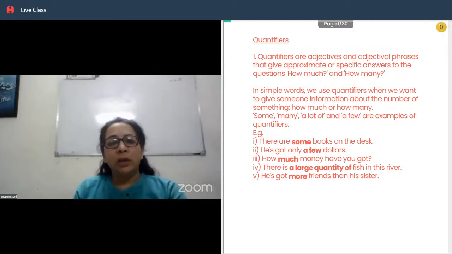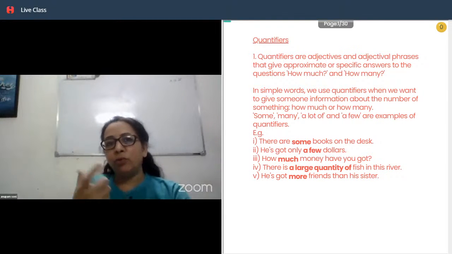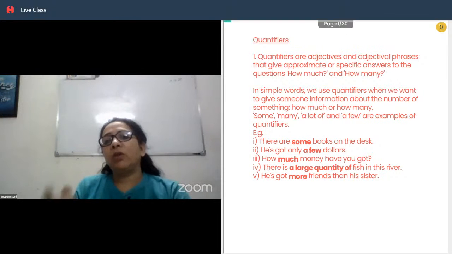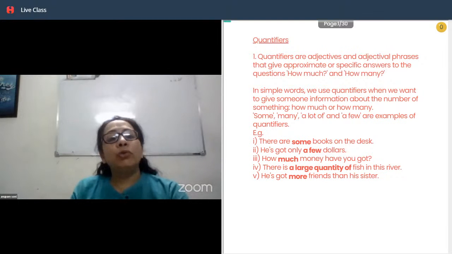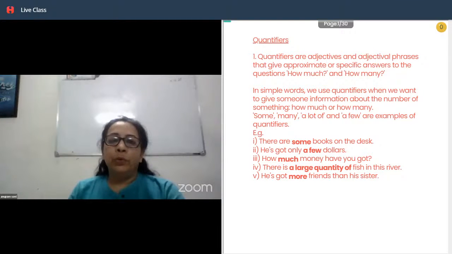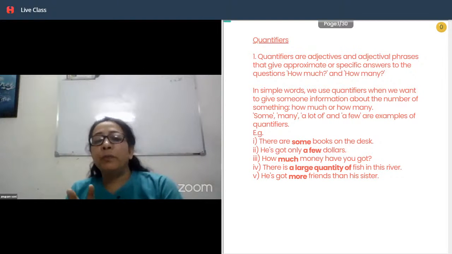Next we are going to learn what words are required when I have to ask a question for how much or how many. In a sentence, if I get to know the number, I have to ask the question how many, so I place the word accordingly. And if I have to answer a question of how much, I have to use the quantifier accordingly. So: some, many, a lot of, and a few. They all are examples of quantifiers. There were some people, there were many people, a lot of people joined, a few.